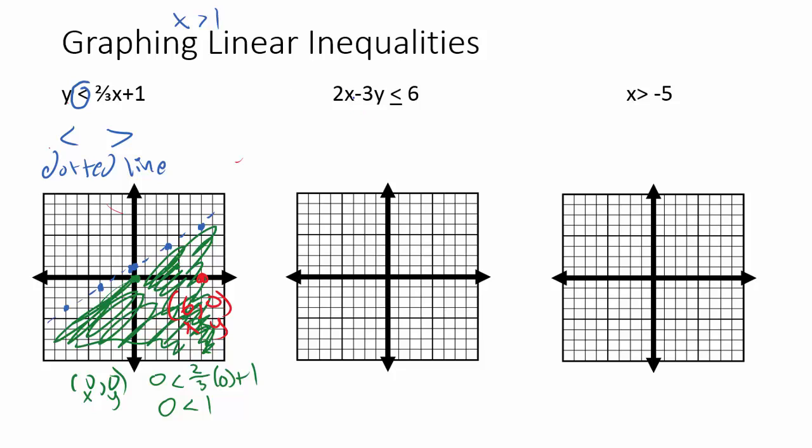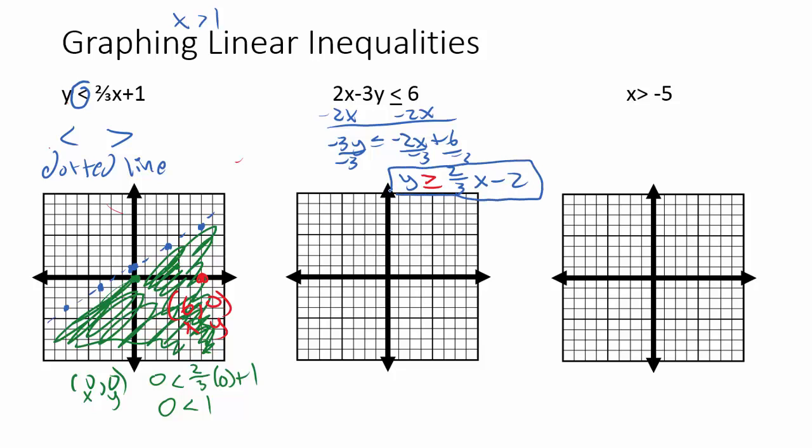Just like before, we should put this in slope-intercept form. So I'm going to subtract 2x on both sides to get the y by itself. So we get -3y is less than or equal to -2x plus 6. And then finally I'm going to divide by -3 on both sides, which gives me y. Now notice, one thing to note, we divided by a negative number. I've got to flip that inequality sign around, and this should be positive 2/3 x minus 2, and there would be the slope-intercept form for our line.